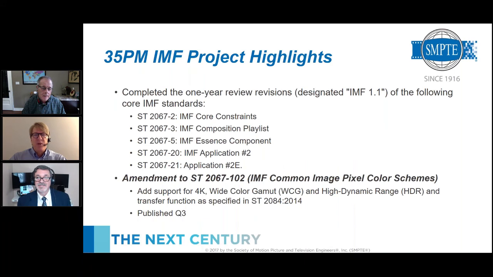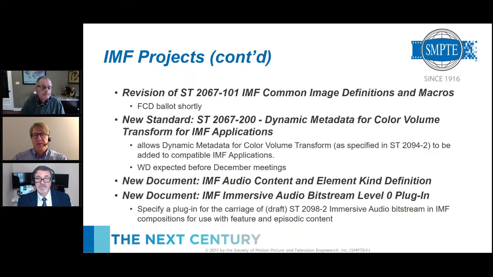So most of the stuff has gone through their 1-year review. They're kind of designating it as IMF 1.1. You can see the list of the core suite of documents that makes up IMF. Along with that, there's an amendment to 102, which is the common image pixel color schemes. So this is added an amendment to support 4K, wide color gamut, HDR, and those things that are just popping up, and will be published in Q3 if it's not published already. It's actually Joel, it's already published. Already published. Joel, you might have a question?